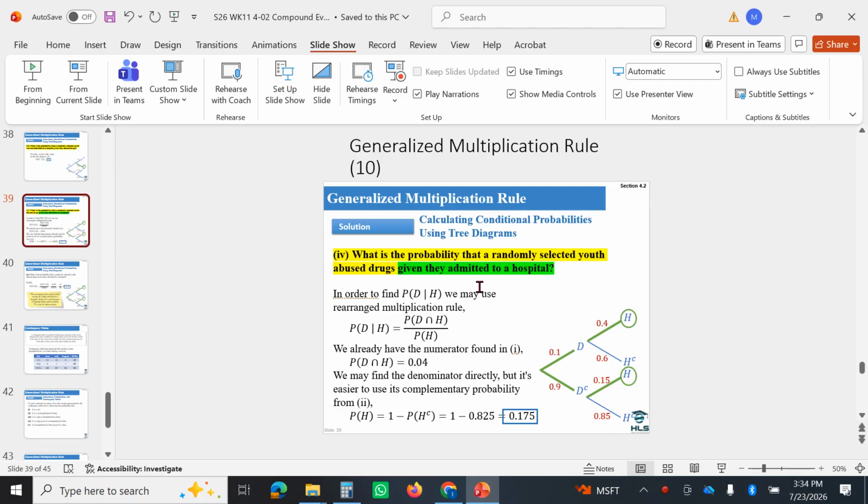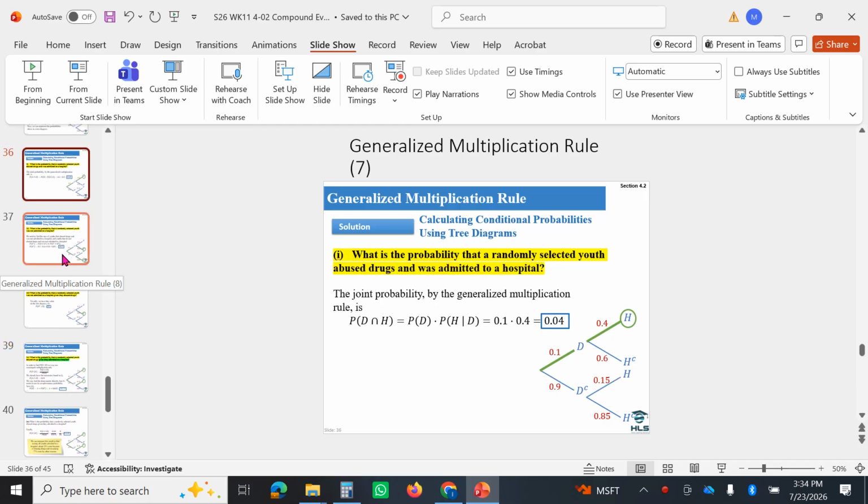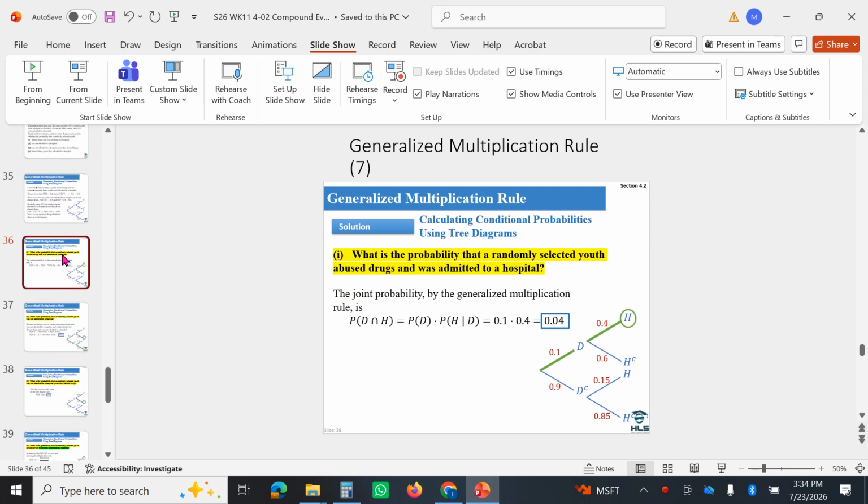So this is part 3 of the week 11 Math 1031 Georgian College video here. Just to recap, we were looking at drug abused youths and hospital visits. We just looked at question 1, where 0.1 times 0.4 gave us an answer of 0.04. That was drug abused and hospital visit.